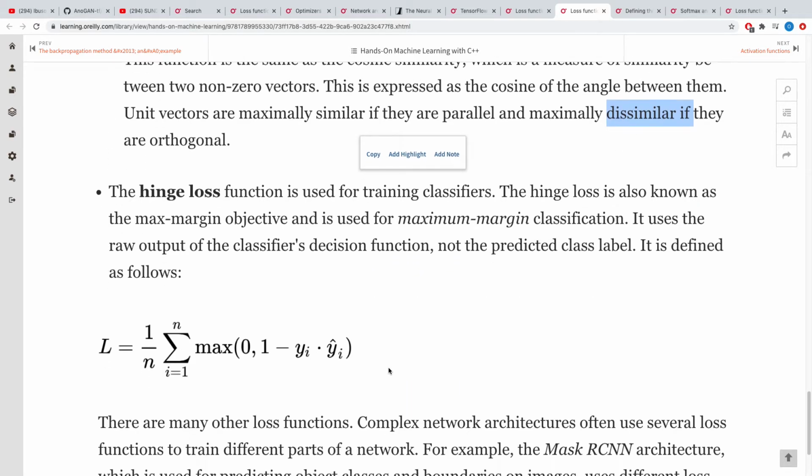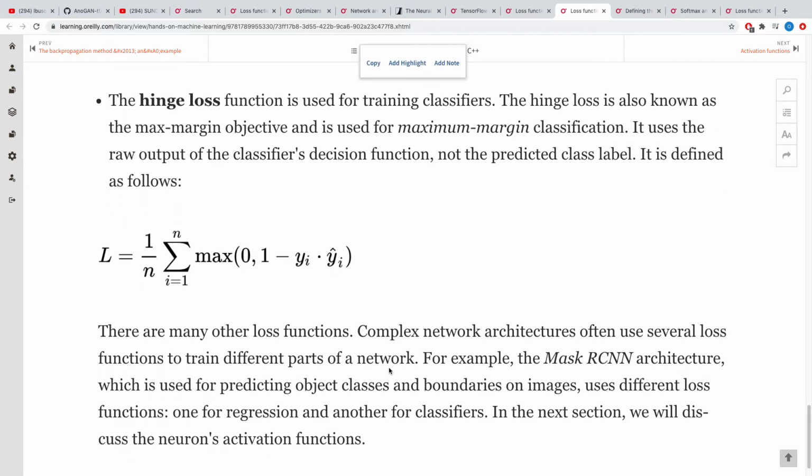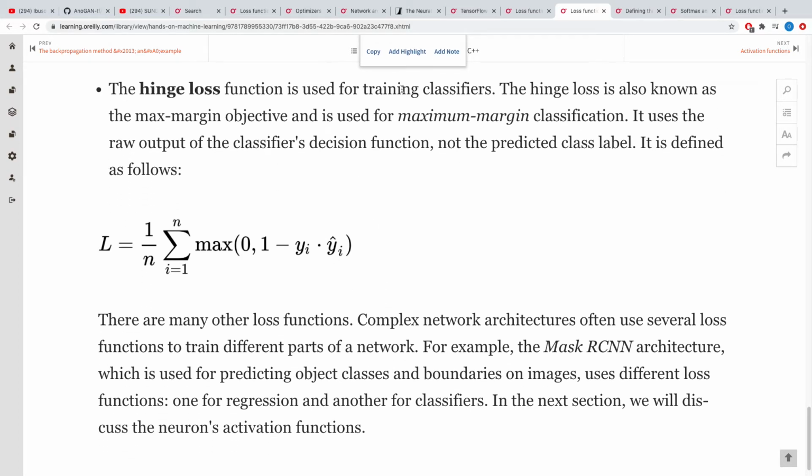Then you have the hinge loss. I think that's the final loss we have here. The hinge loss is used for training classifiers. It's also known as the max margin objective. It's used for maximum margin classification. So this is the definition of the hinge loss. You multiply your actual with your prediction, and you deduct it from 1, and you also compare it with 0. Whichever one gives you the maximum value is what you use, and you sum up over all the data points and you normalize.